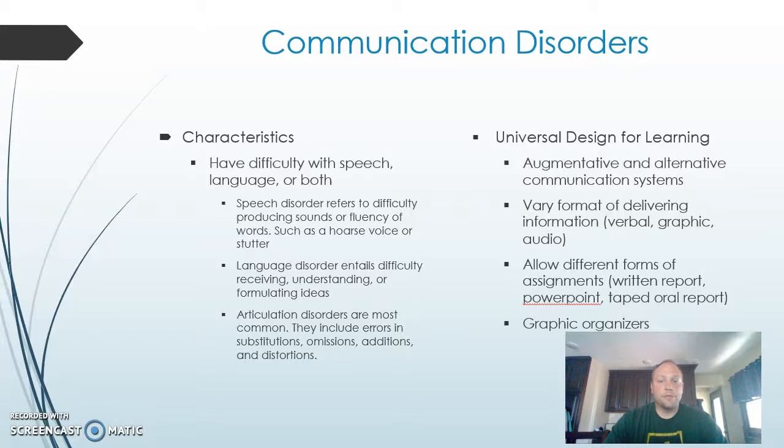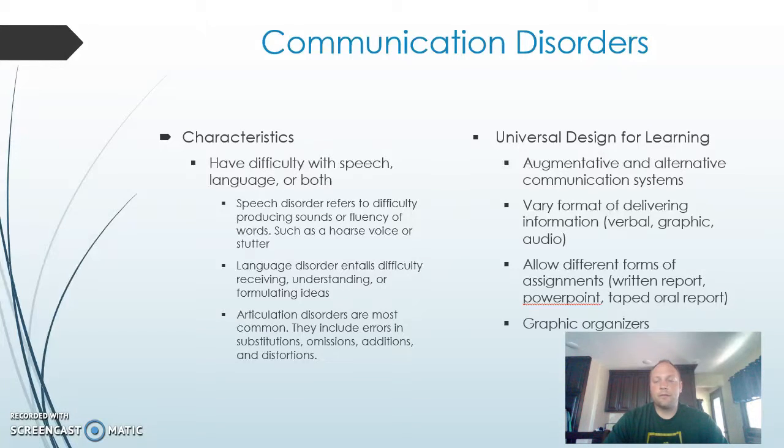Universal design for learning for these students, some ideas are augmentative and alternative communication systems. If you have a student that really just can't communicate, they have iPad programs, computer programs, different individual programs with icons on there. Say maybe there's a water fountain. If they need to go get a drink, they can push that button to communicate with the teacher they need to get a drink. If they want to raise their hand, there's a button, anything like that. They can communicate through symbols.